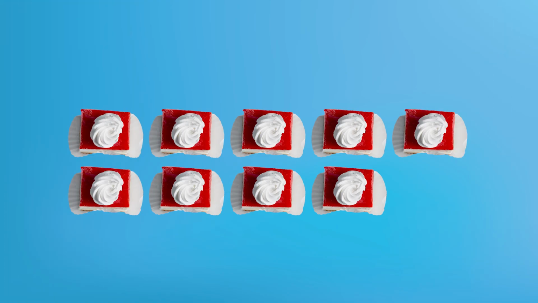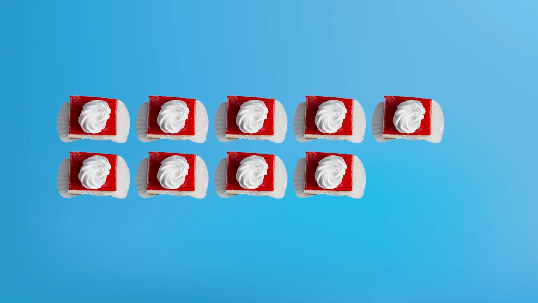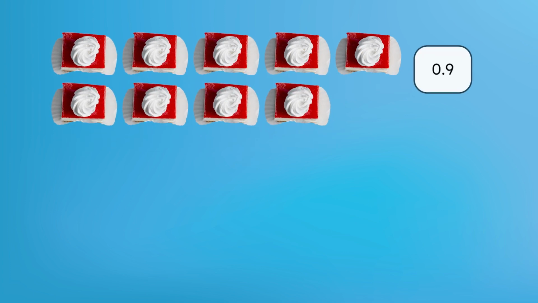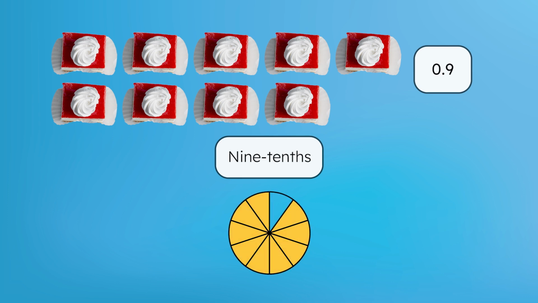Here's all the sheet cake we have left. We started with a whole cake cut into 10 pieces, and now we have 9 pieces left over. Here's our cake represented as a decimal. How do we read this decimal? 9/10. And that's our fraction too. 9 pieces of cake out of 10, or 9/10.